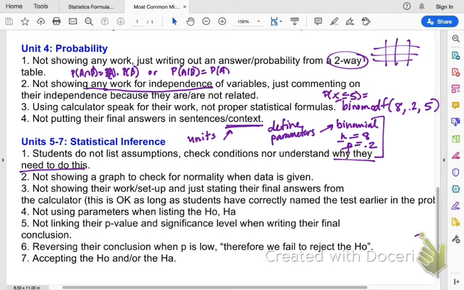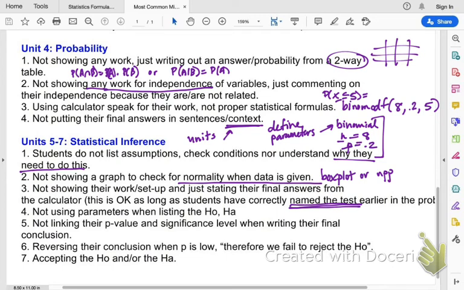Another mistake is not showing a graph to check for normality when data is given, so either a box plot or normal probability plot. I usually do a box plot, no outliers. Also, not showing their work setup or just stating their final answer from the calculator. It's okay as long as you've correctly named the test, which we do. We don't write out the formulas. Name the test. I already told you on that paper what all you need to write out.